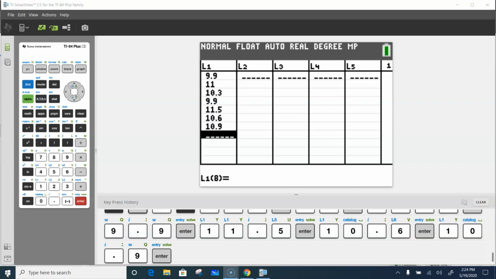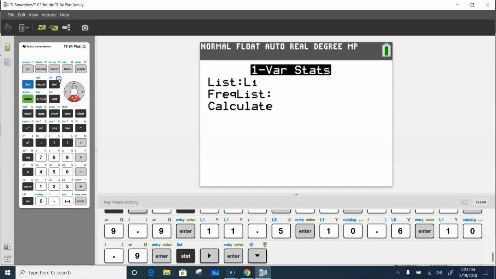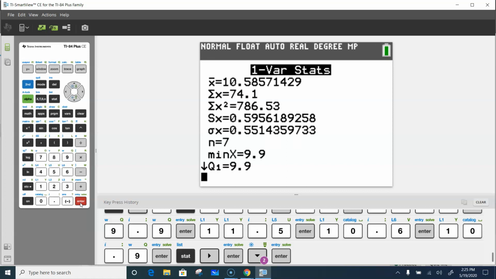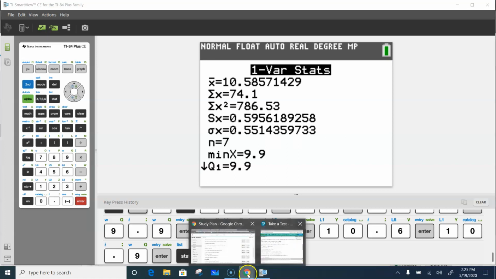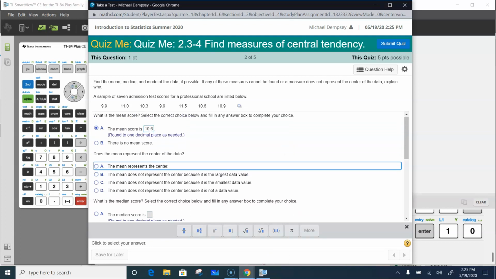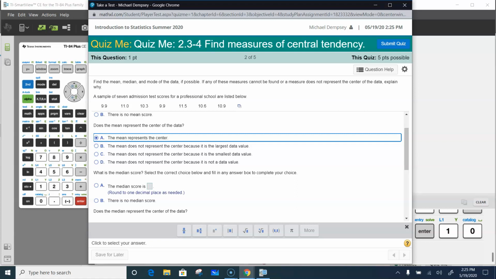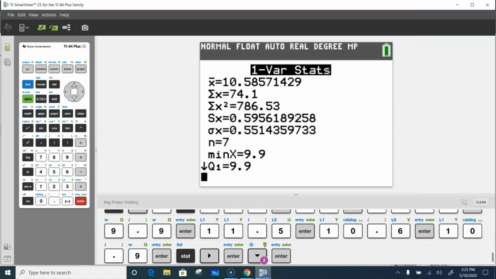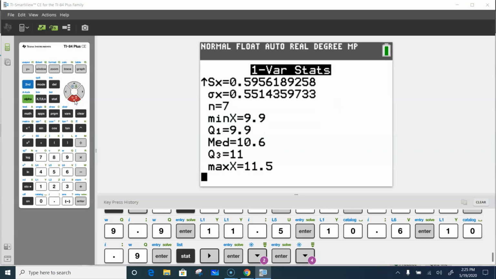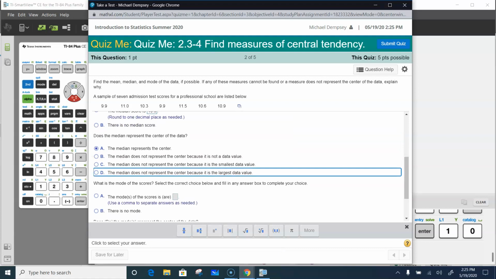When I enter that, I'm going to go to Stat, Calculate, one-variable statistics for that list. And there's my mean, 10.585, or let's see how many decimal places they want, 10.6. Does the mean represent the center of the data? It seems like a reasonable measurement of the center of the data. What is the median score? Again, I can jump back to my calculator for that and arrow down. Median is 10.6, and it sure represents the center.